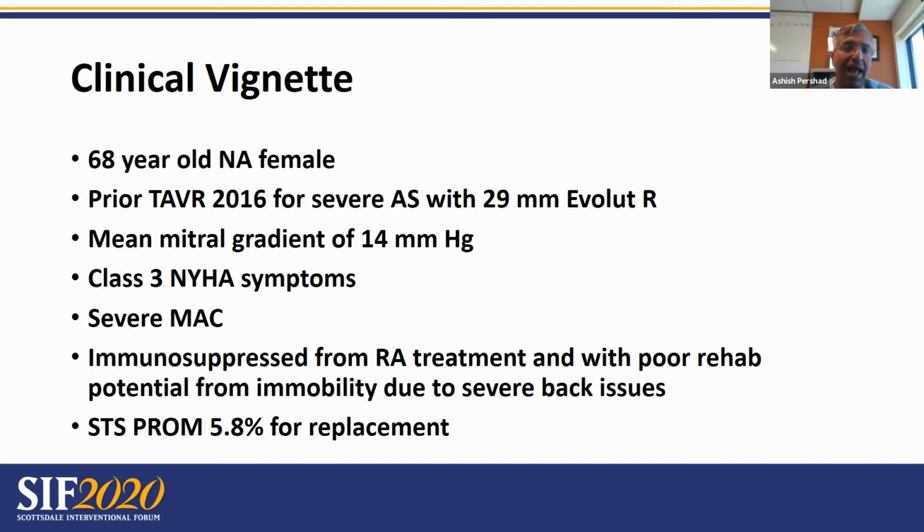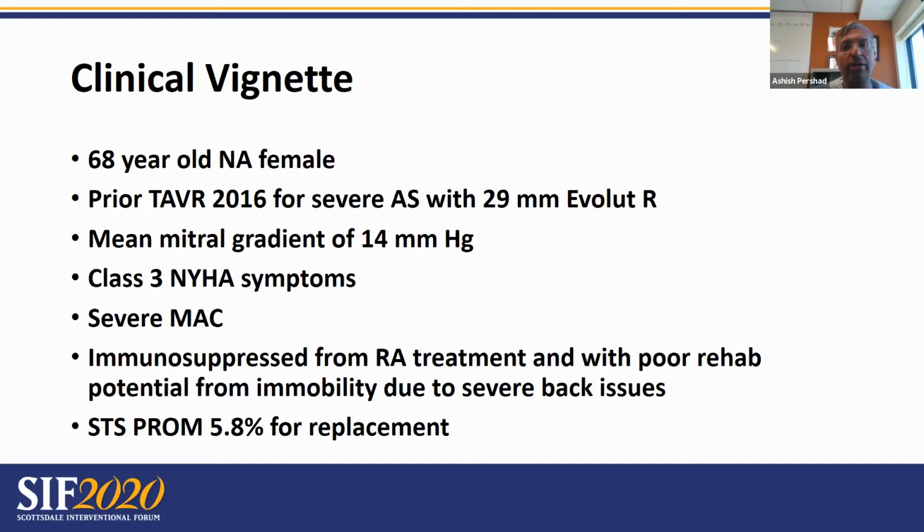The patient I'm going to talk about is a 68-year-old female who had a previous transcatheter valve replacement in 2016 for severe aortic valve stenosis. A 29 Evolut R was implanted without complications. She's done well for about 3 years. At that time, her mean gradient across the mitral valve was 6. She had moderate mitral annular calcification. We chose to leave it alone and see how she did after replacing her aortic valve.